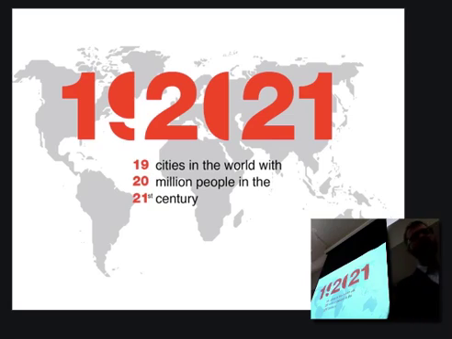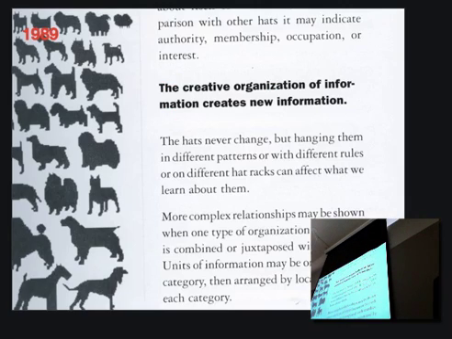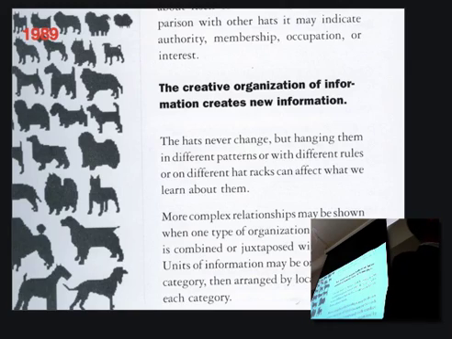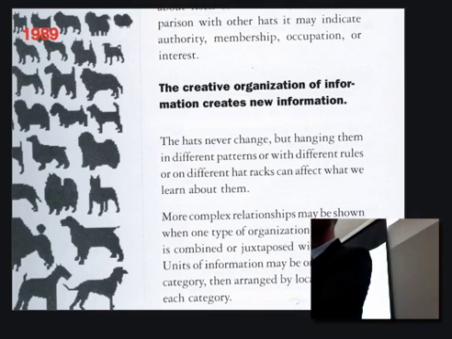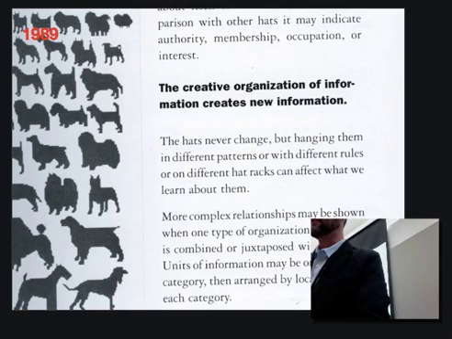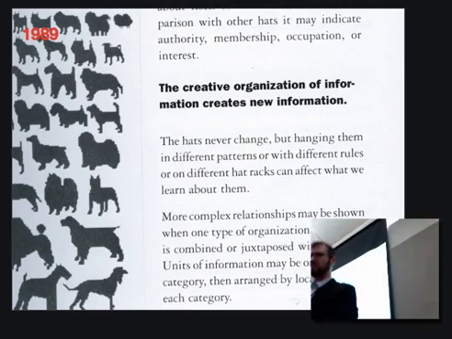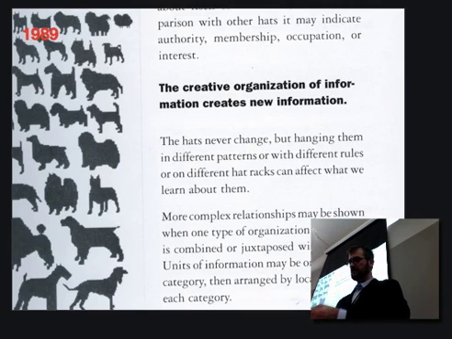Another way that Mr. Werman talks about this, and this is the fifth principle here, is that the creative organization of information creates new information. The way that we talk about the organization of information. There are 49 more cities in here. Here's Moscow. Or just a little piece of Moscow, actually.